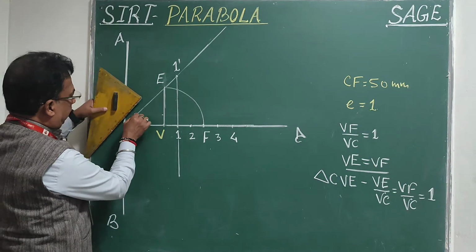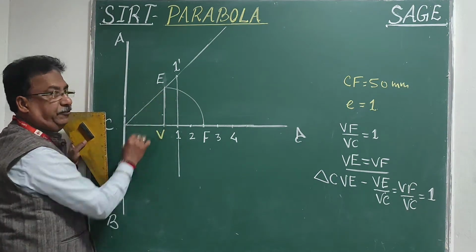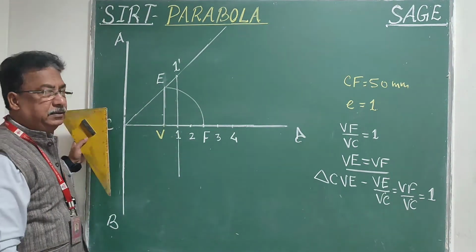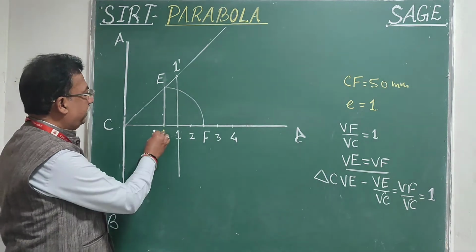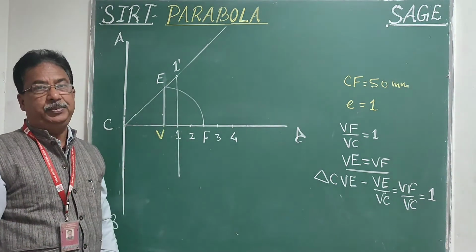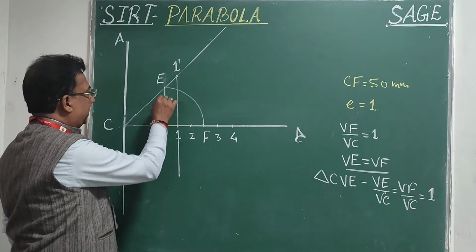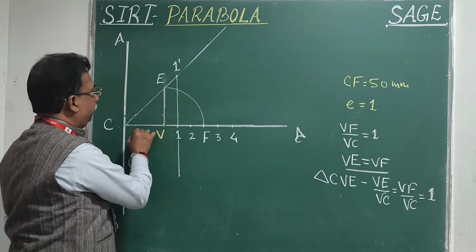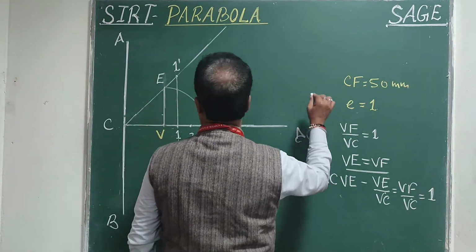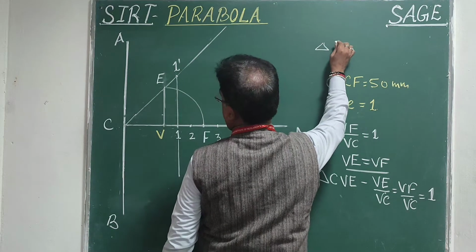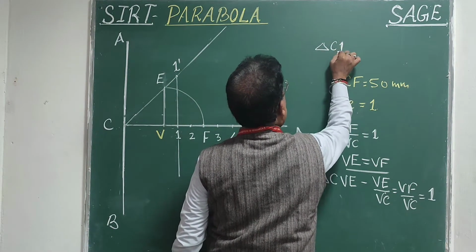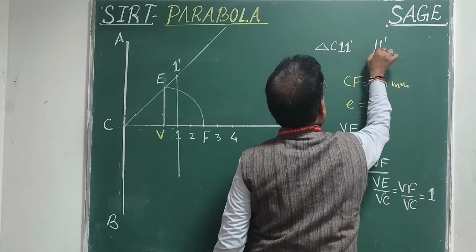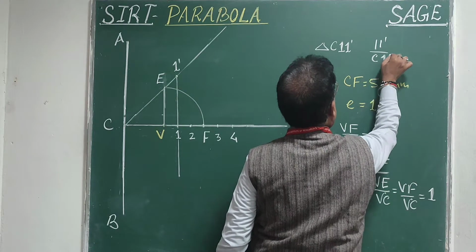Now look at this figure. There are two triangles available. One triangle is CVE and the second is C 1 1 dash. Both are similar triangles, and you know that the property of similar triangles is that the ratio of the sides will be the same. So if for the first triangle VE upon VC is 1, it means for the second triangle 1 1 dash upon C1 is also 1. So in this triangle C1 1 dash, with the same logic, 1 1 dash upon C1 will equal 1.